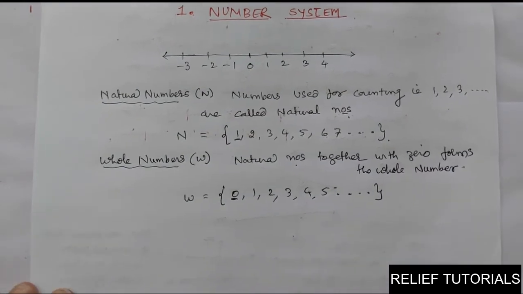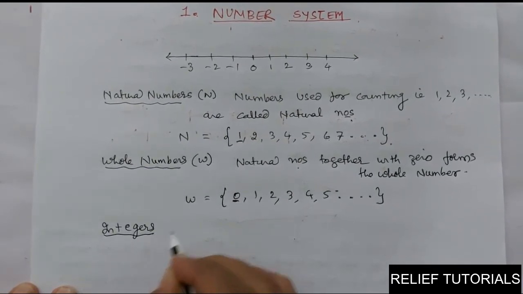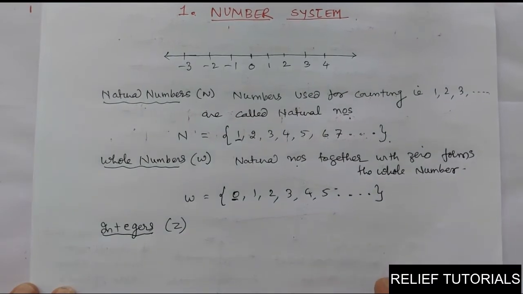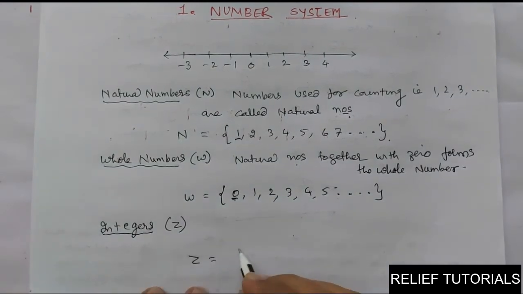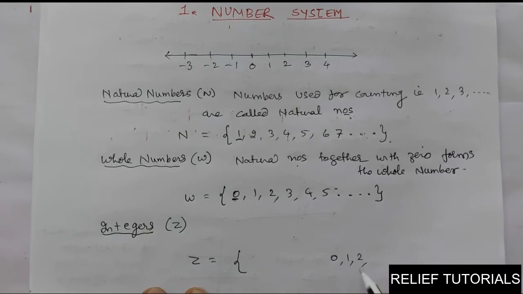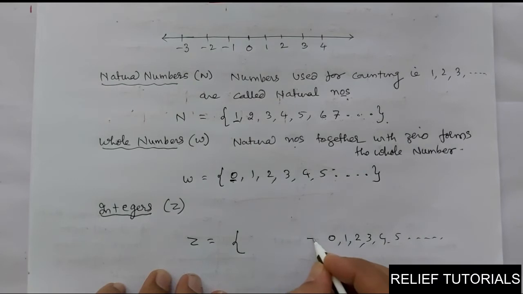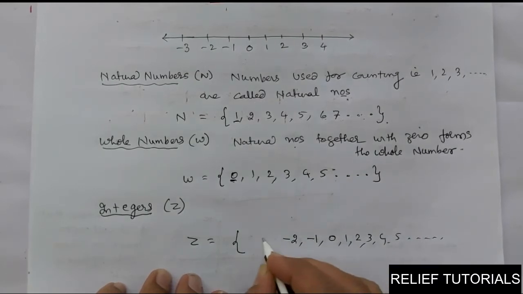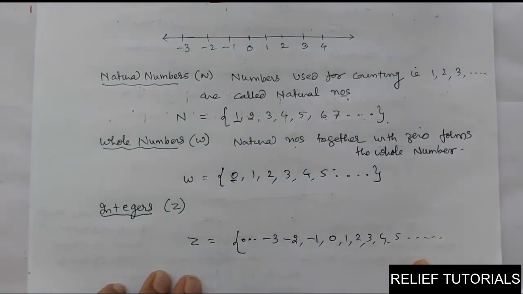Now comes integers. So what are integers? The collection of all whole numbers 0, 1, 2, 3, 4, 5, and negative natural numbers. That is, negative natural numbers are minus 1, minus 2, minus 3, dot, dot, dot. So these are called integers.